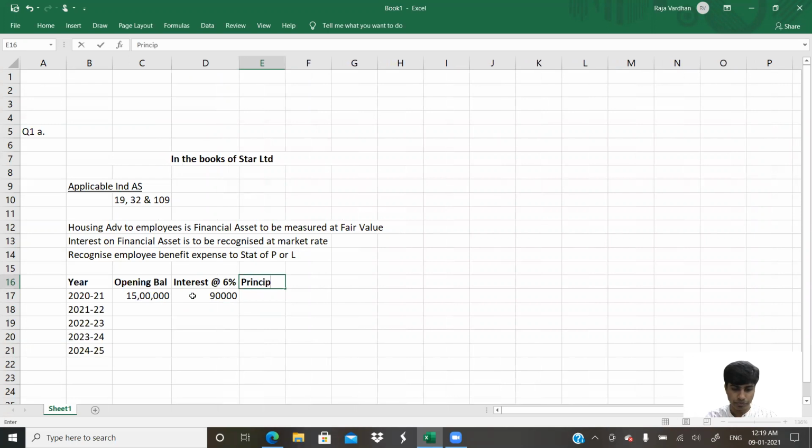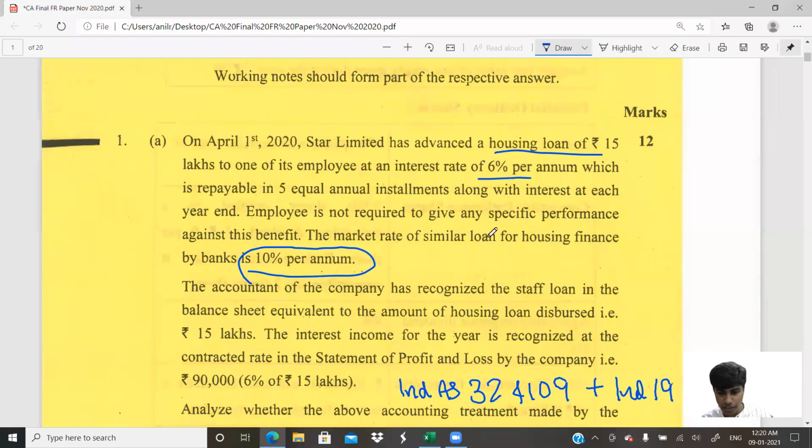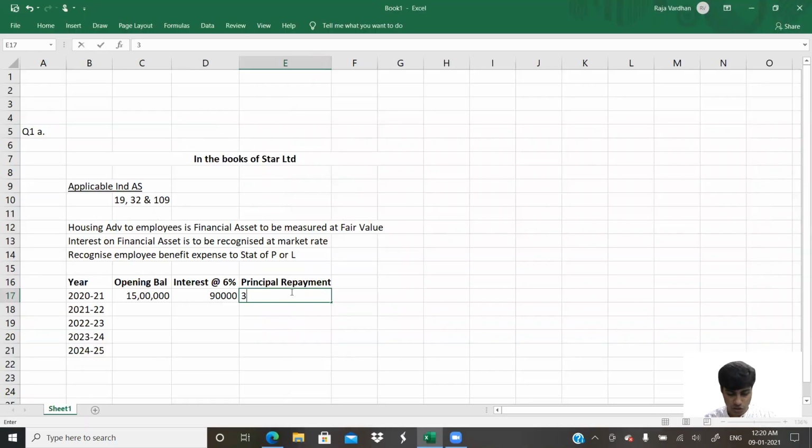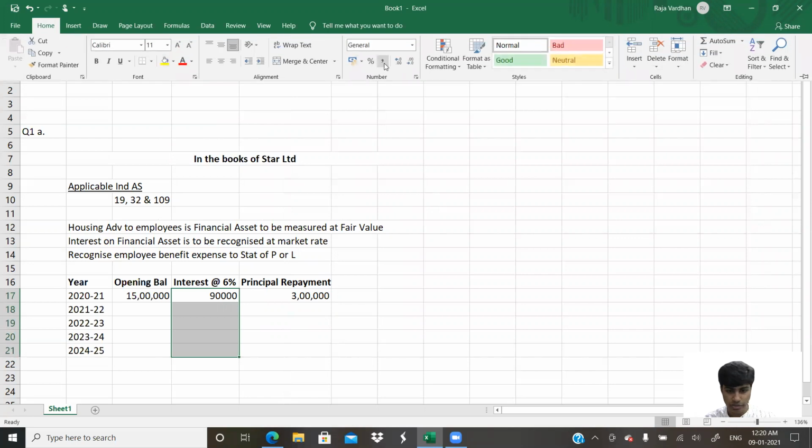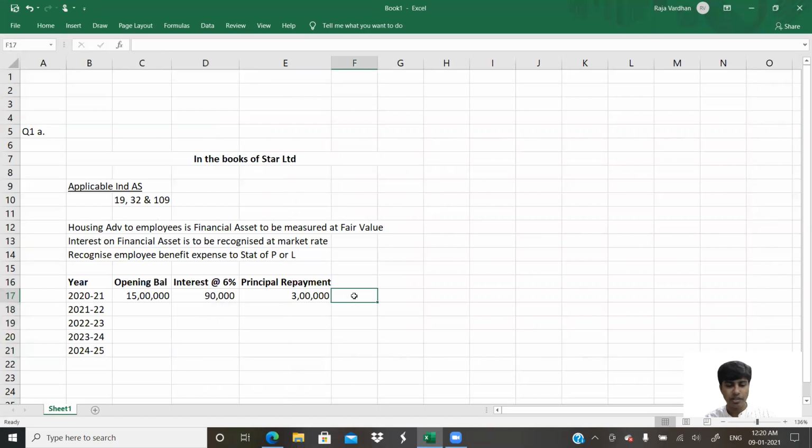Principal repayment. How much is the principal repayment made by the employee? They've given in the question that it's made in 5 equal annual installments. What have they told? They've told very clearly that 5 equal annual installments. So 15 lakh divided by 5 gives me 3 lakhs. So each installment repayment is 3 lakh rupees. Perfect. Okay, principal repayment.